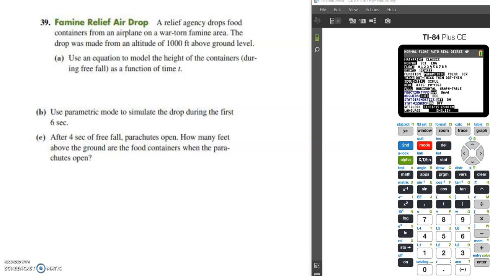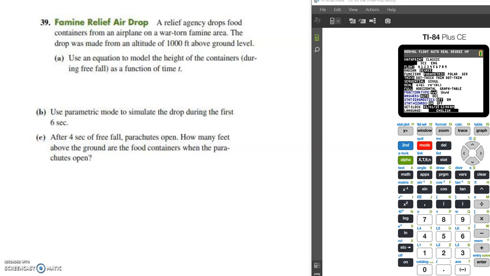All right, so here's the last part of Note 6.3, Day 2. We're going to do homework problem number 39. So this is the Famine Relief Airdrop. A relief agency drops food containers from an airplane on a war-torn famine area. The drop was made from an altitude of 1,000 feet above ground level.